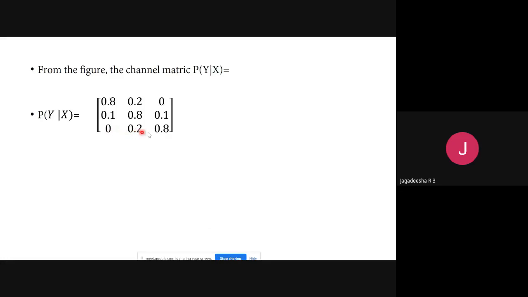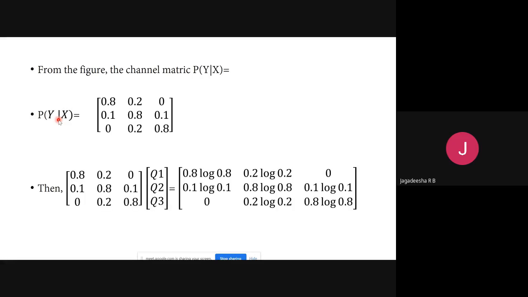Similarly, first row and second row I already mentioned. So this is how we write the channel matrix, or the conditional probability of the output when we know the transition probabilities. Okay, with that, we will move on to the next step. Since we know PYX, which is written here, we multiply this with some unknown vector Q1, Q2, Q3. They are nothing but the channel parameters, which assist in finding the channel capacity.